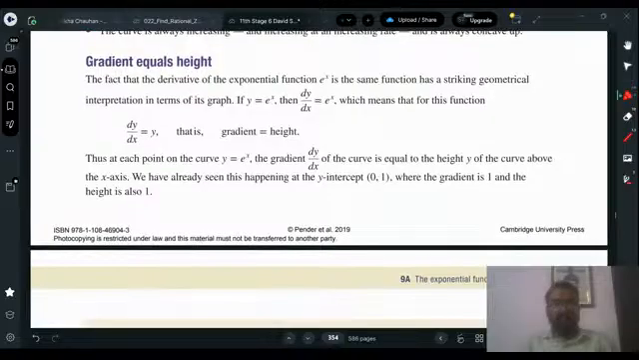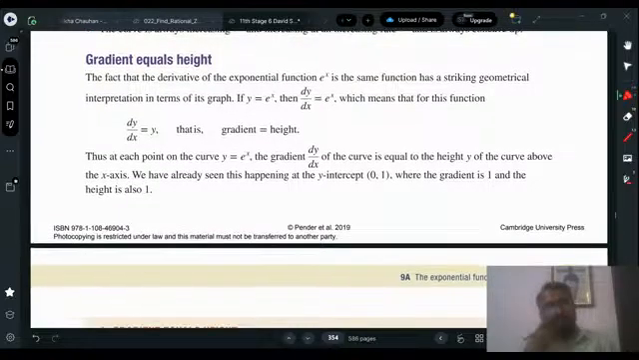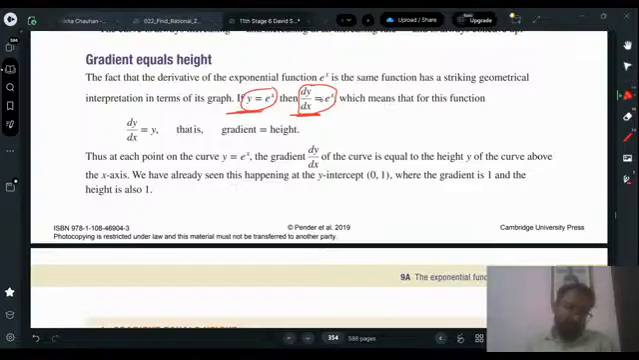Gradient equals height. What is the height? Height is nothing but y, so y is equal to e power x. What is dy by dx equal to? Again e power x. So see what is this condition? Can you see? y equals e power x is a function. What is dy by dx equal to? dy by dx is equal to e power x only. So what does this mean? dy by dx is equal to y.